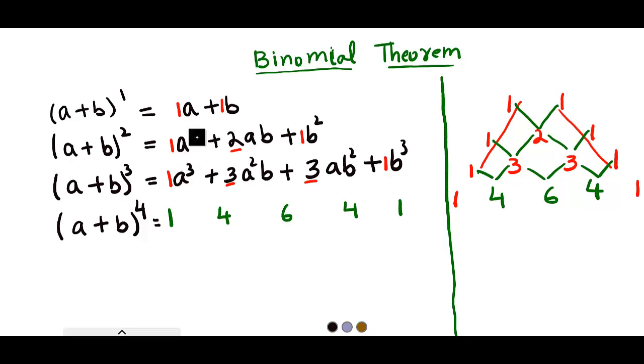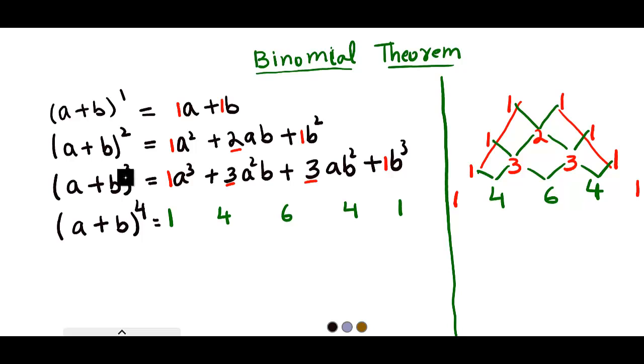Next, if you check the powers of B, in the first expansion, in the first term there is no B, meaning B power 0. In the second term, it's B power 1. For the second expansion, it's B power 0, then B power 1, then B power 2. In the third expansion, it's B power 0, then B power 1, then B power 2, then B power 3. So again, powers of B are in ascending order.